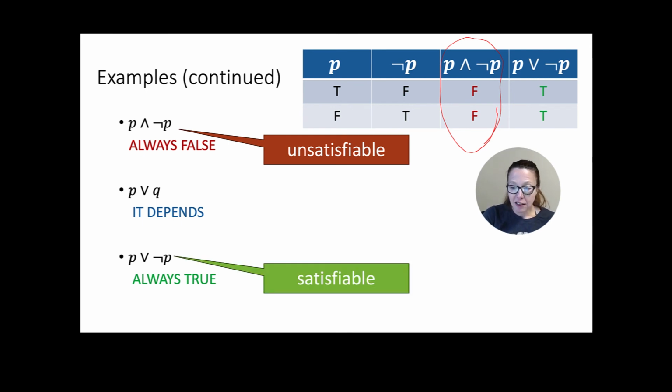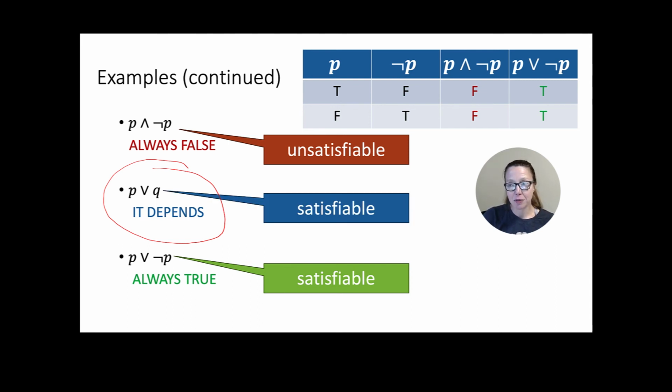P or not P, we can see, is always true, as shown before. And so this is satisfiable. In fact, it will always be satisfied. And then finally, when we look at P or Q, we said this is a contingency. It depends on the truth values of both P and Q, but there are ways that we can satisfy this. There are ways that we can lead to P or Q being true. If we let either P or Q be true, P or Q is also true. And so this is satisfiable.